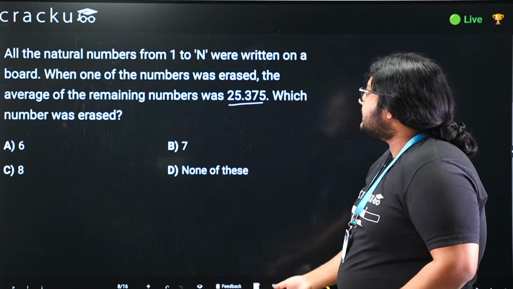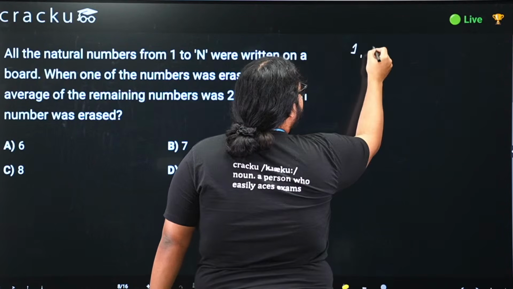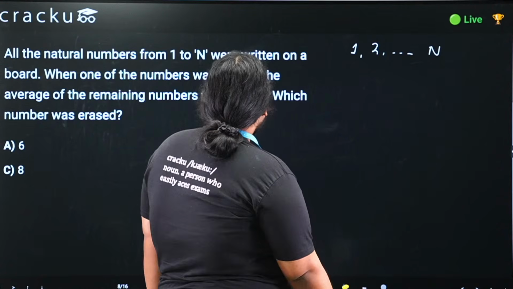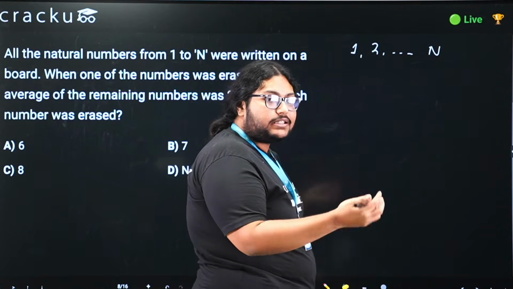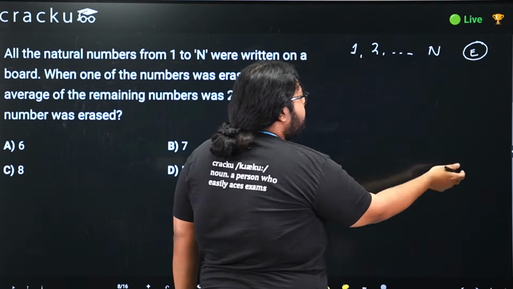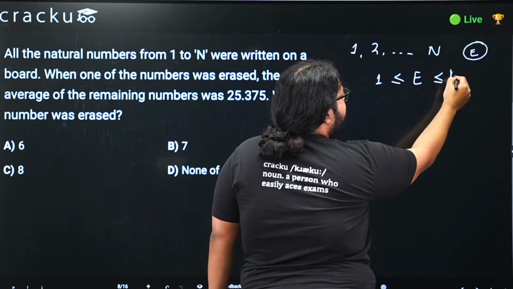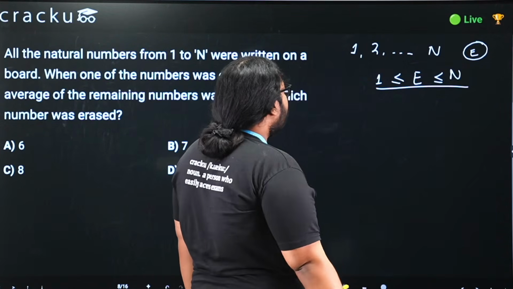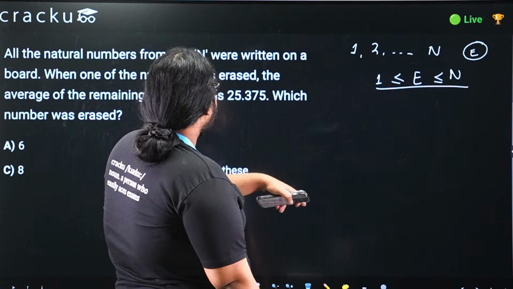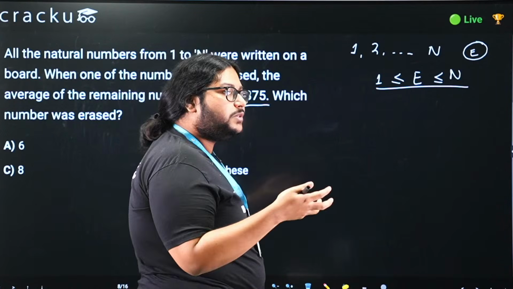Which number was erased? So basically all the numbers from 1 to some number n have been written, and let's take the number that was erased to be E. E was erased, so E lies somewhere between 1 and n. That is the given. Now when E was erased, the average was this.